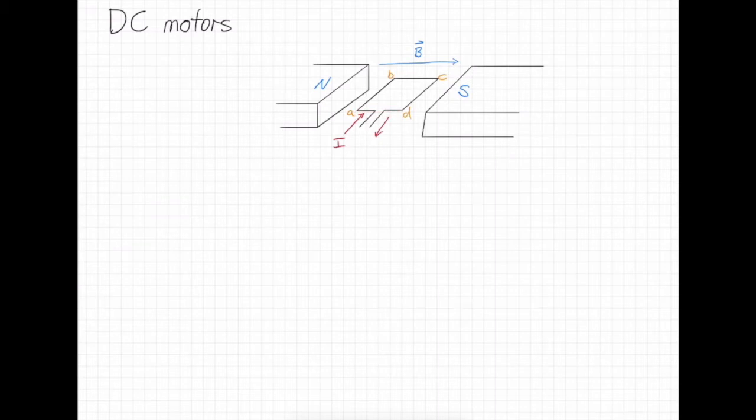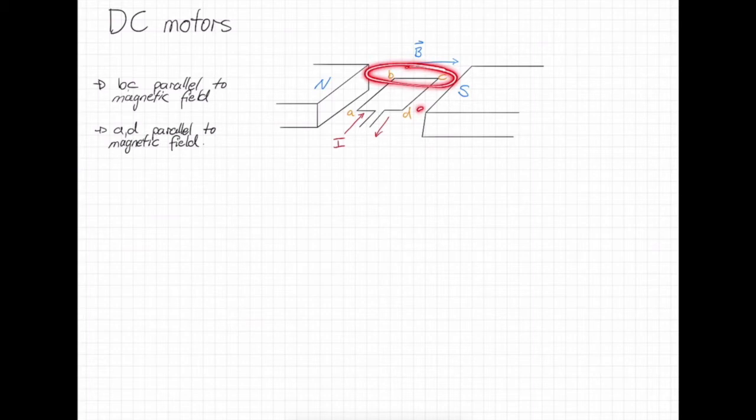Well, our length here, BC, is going to be parallel to the magnetic field. Actually, the same can be said regarding AD. Now, we should remember that when dealing with the right-hand rule, if the components are parallel, like BC and AD, to our magnetic field, no force is applied to them. This means that the only force is applied to by the lengths AB and CD.